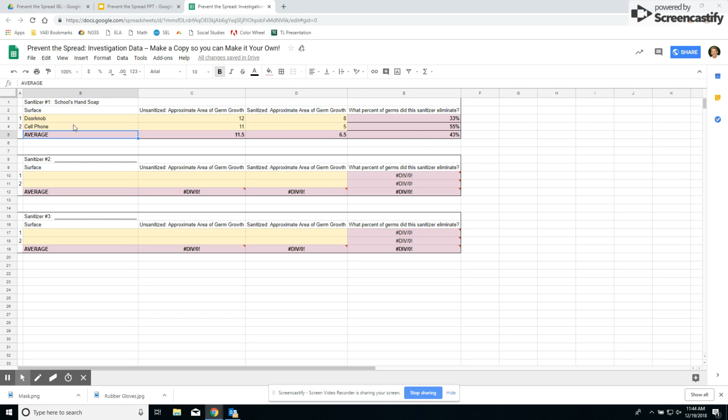If you do that for sanitizer 1, sanitizer 2, and sanitizer 3, you'll be able to compare how much each of those sanitizers eliminated on average. Happy data analysis.